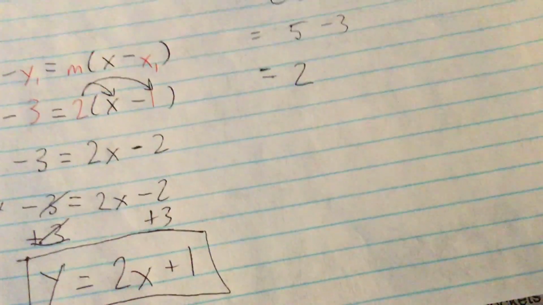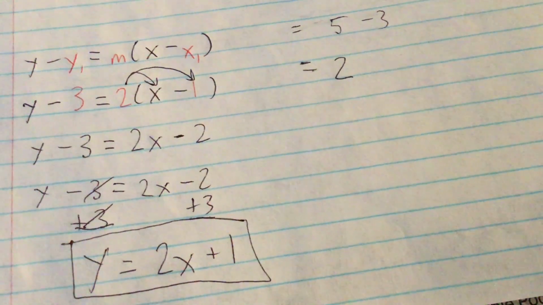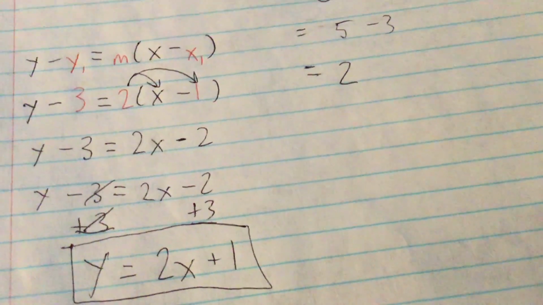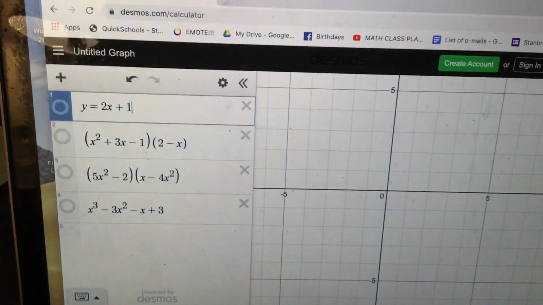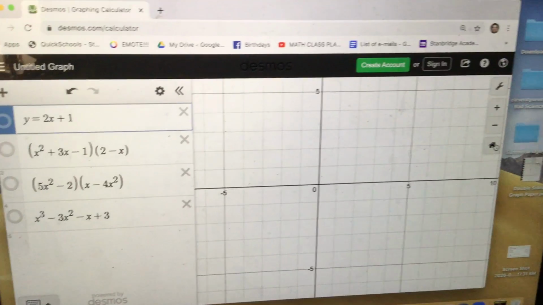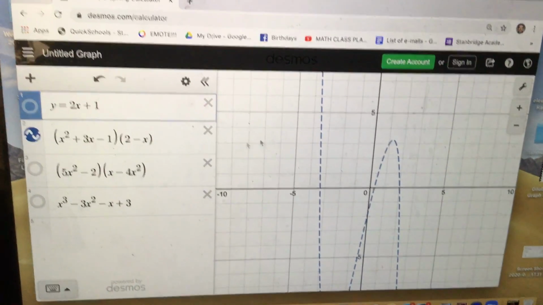So notice that I'm going to plug the tangent line into Desmos, 2x plus 1. And I'm going to look at this product function. Let's take a look at it. I don't know what it looks like. And that's the beauty of calculus: you can figure out the equation and figure out what its slope is regardless of what it looks like.